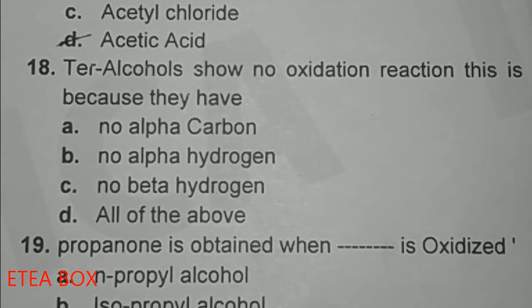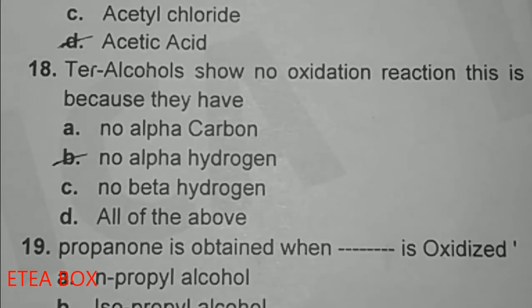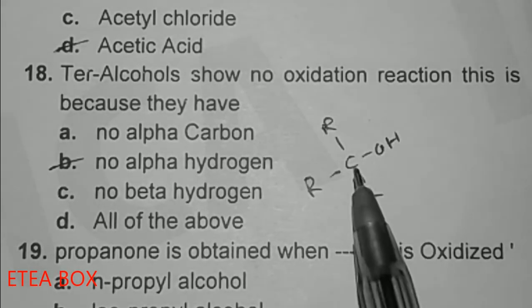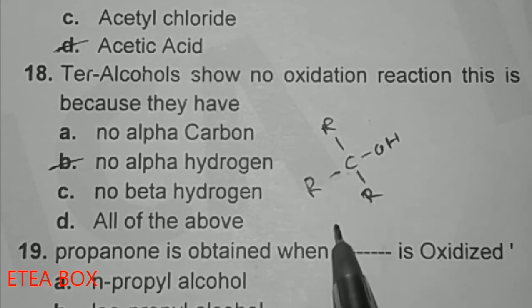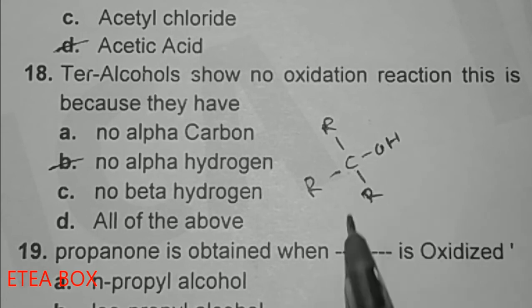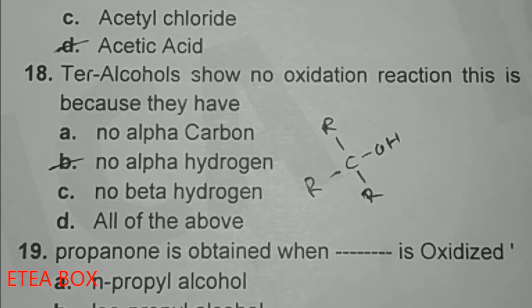Tertiary alcohol shows no oxidation reaction. This is because they have no alpha hydrogen, sorry. Here option B is the correct one. Look at here, this one is the tertiary alcohol. There is no hydrogen on this one carbon, okay? That's why oxidation will not occur. For oxidation, this is the condition that alpha hydrogen must be present, okay? So option B is correct.